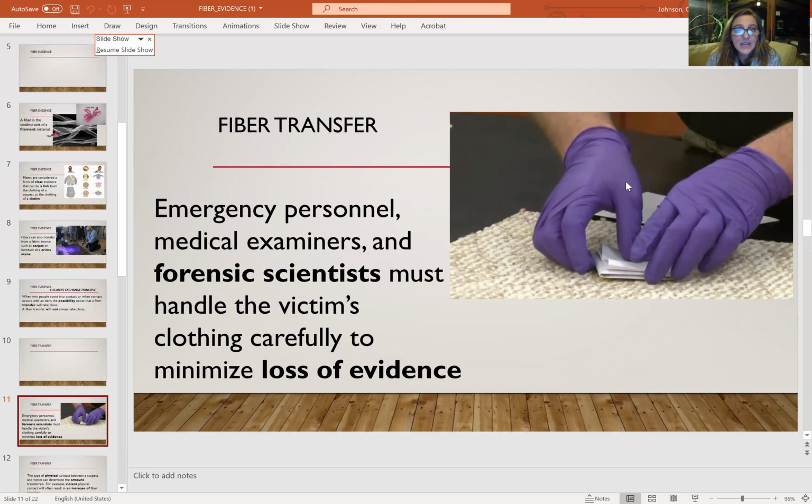So emergency personnel, medical examiners, and the forensic scientists must handle the victim's clothing very carefully to minimize the loss of evidence. Now, fiber, a little tiny strand, could be easily overlooked. If somebody's talking, their breath could blow that fiber strand away. So they want to be very careful at the crime scene to minimize that loss. And you can see that they folded up a piece of paper so that tiny little strand would be placed in the piece of paper, folded up in there, and then it would be put into an evidence envelope.